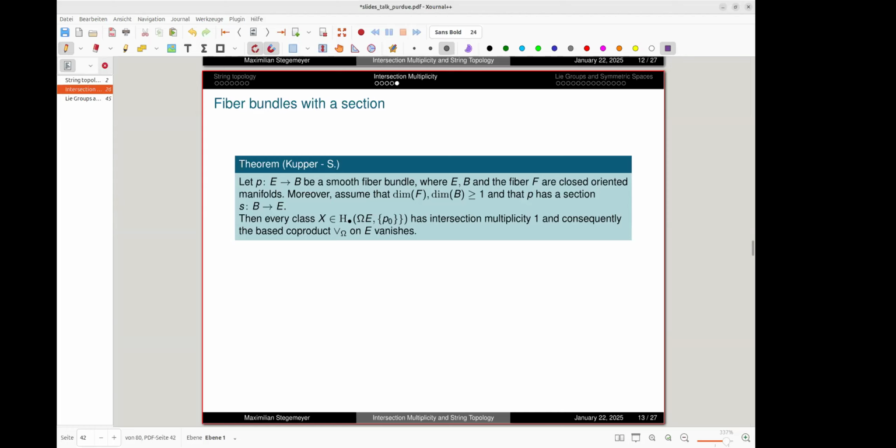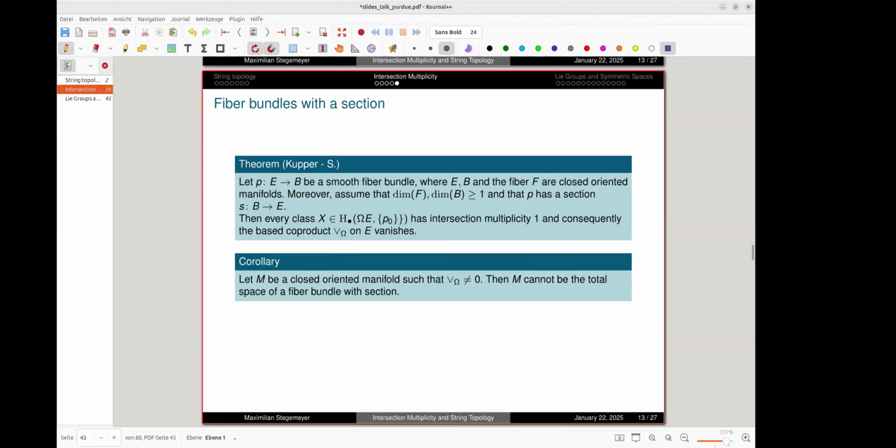and this gives you the statement that the base coproduct on the homology of the base loop space of this total space E vanishes. Yeah, and maybe then as a corollary, of course, you get the converse statement.